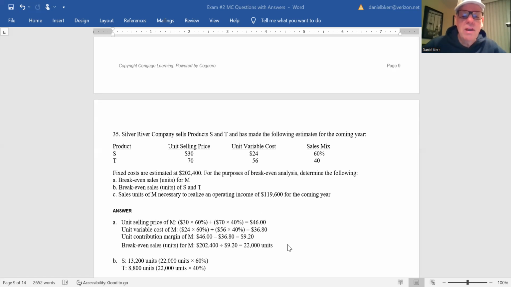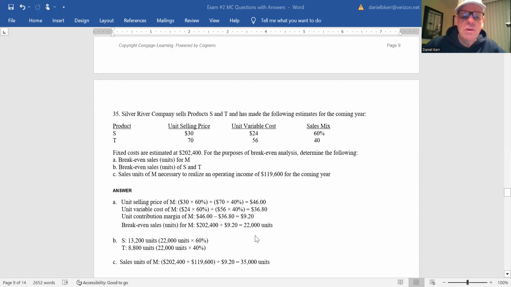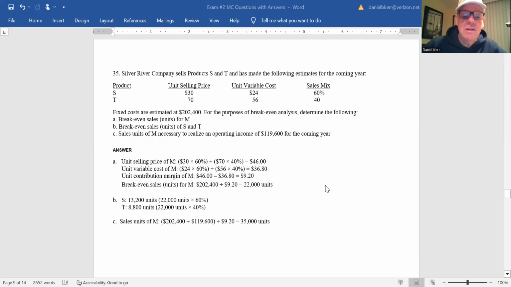So the break-even point, therefore, is 202,400 divided by 9.20, or 22,000 units. So there's the break-even point, and the number of units there. Of those units, 60% are going to be product S, and 40% are going to be product T. So hence 13,200 and 8,800. And then the sales necessary to achieve an operating profit of 119,600: you take the fixed costs, add 119,600, divide by the contribution per unit, and you get 35,000 units.